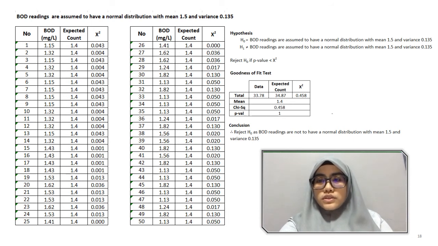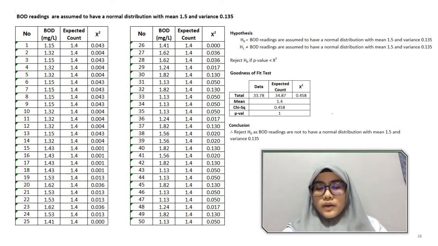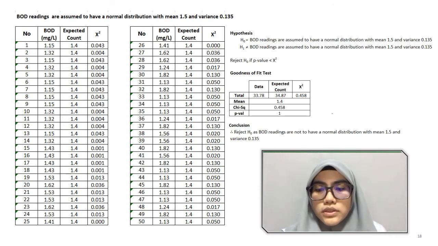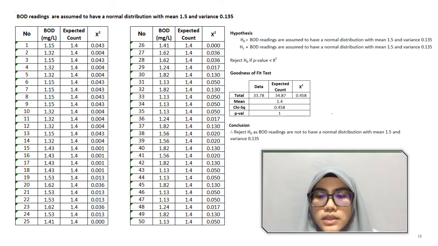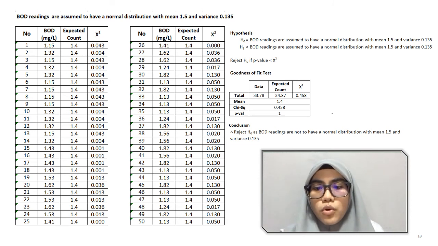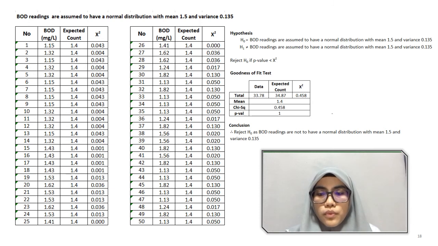Using the goodness of fit test, I built the data and got the totals for the data, the expected count, and the chi-squared, where the total for the data is 33.78, for the expected count we get 34.87, and for the chi-squared we have 0.458. So with the mean of 1.4, the chi-squared is 0.458, and the p-value is 1.